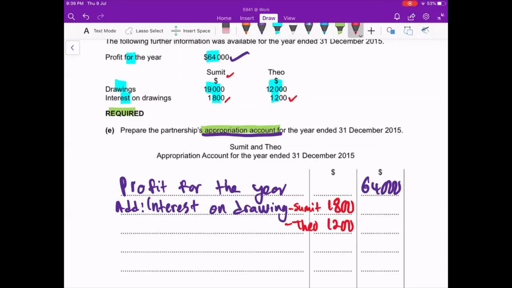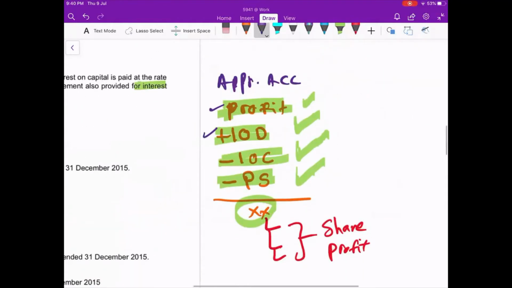So we just take the number. Normally they give you the percentage, you need to calculate yourself. So for this question, they already give you the amount. You just take the amount, total up, then you write here 3,000. And then 64,000 plus the 3,000, I'll get 67,000. Just plus together. Because, can you see the format? Profit for the year plus with the interest on drawing. And then we have another two things to minus. Okay, after we plus, we minus.